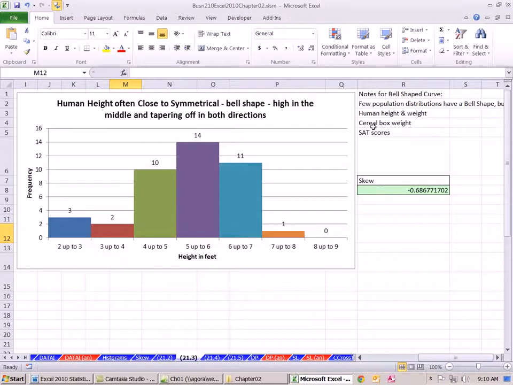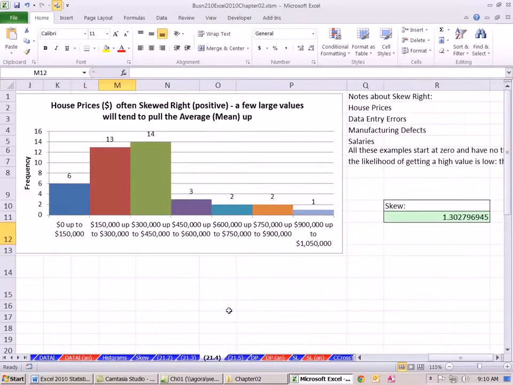So cereal box weight, or bags of lettuce or spinach at the supermarket, those all tend to have a bell-shaped distribution. SAT scores also. Let's go to 21.4. Now, this distribution is skewed to the right. Positive. Now, for house prices, that makes sense. But think about this. What about salaries?